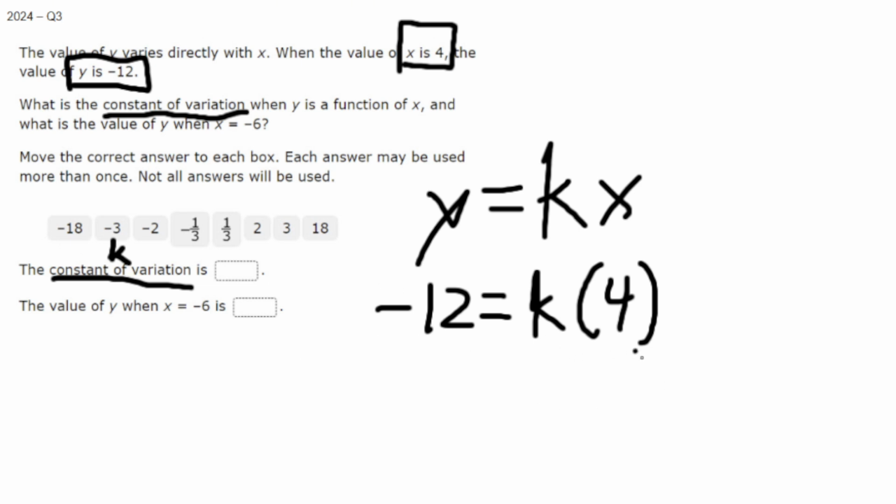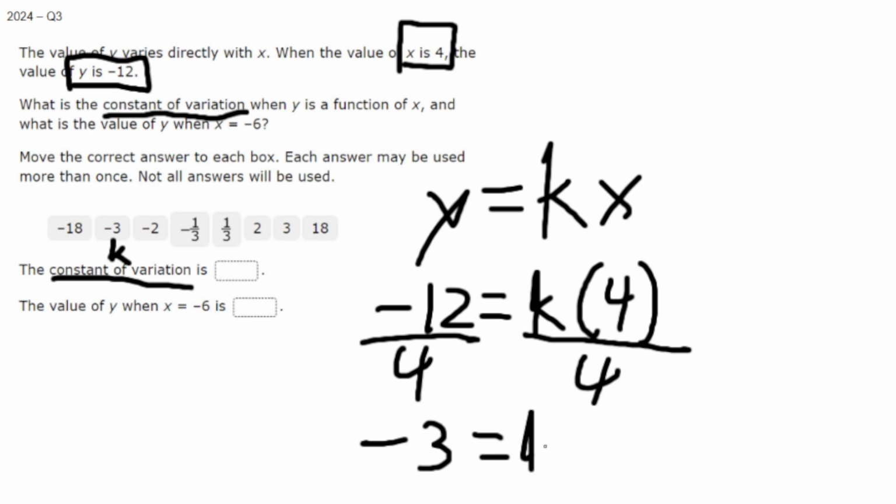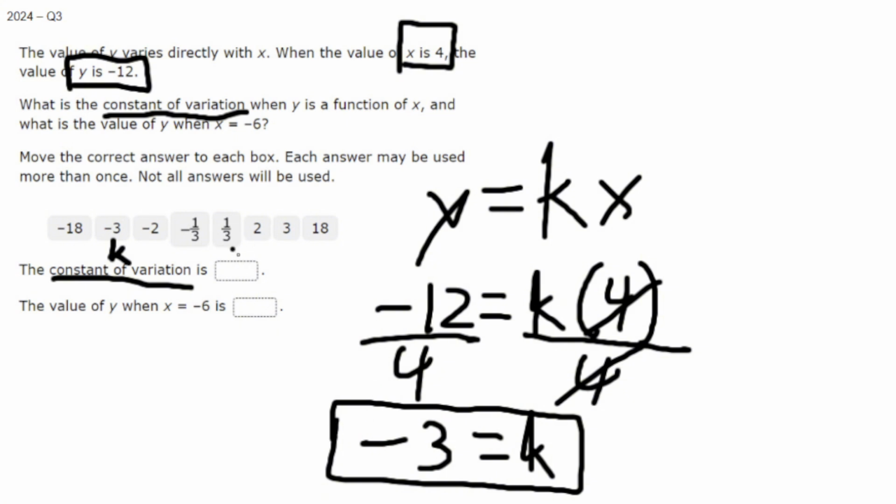The last thing I have to do is simply solve for k. Once I solve for k, the next problem is also going to be easier. To do so, I simply have to divide. As I'm solving for k, I divide by 4. Once you divide by 4, you should end up with negative 3 is equal to k, because I can cross out these 4's, and I'm simply left with negative 12 divided by 4. That is going to be my first answer. My first answer is going to be negative 3 here, which is one of my answer choices.